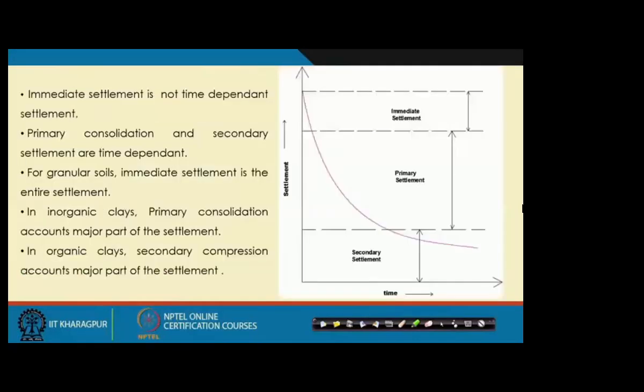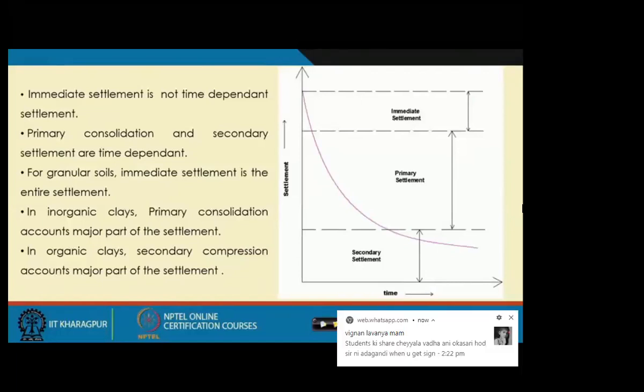So, that means, if I draw a graph, there are three types of settlement: immediate settlement, primary consolidation settlement, and the secondary settlement, which is called the secondary compression. Here the primary consolidation and secondary settlements are the time dependent settlements, but the immediate settlement is not time dependent. Immediately after application of the load, the settlement will occur.